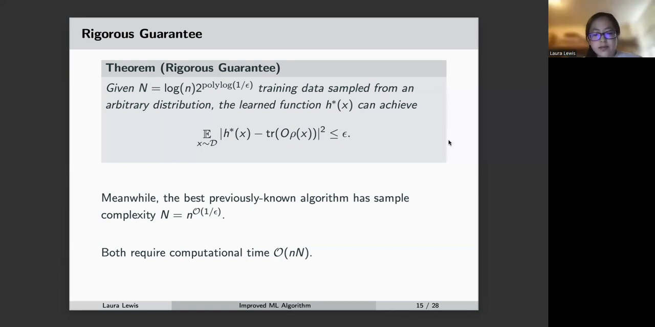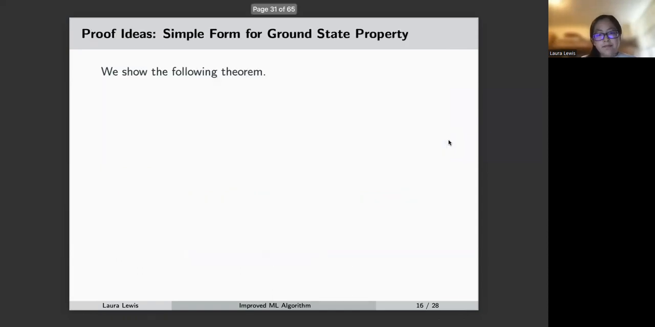Okay, so this is the guarantee. Now I'll talk about how we prove this theorem. This is our main result, and it follows by three key parts. The first is finding a simpler form for the ground state property. This is something that couldn't be done by the previous work, and it really comes from the additional structure that we have on the Hamiltonian.